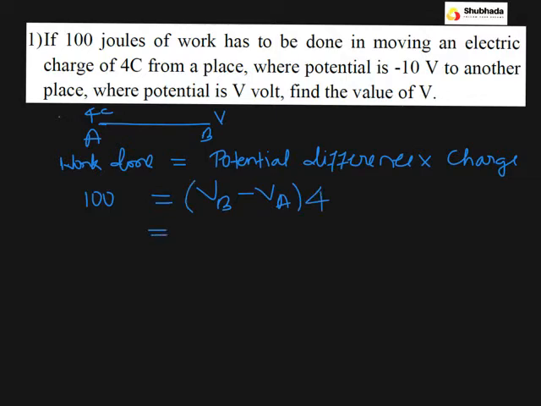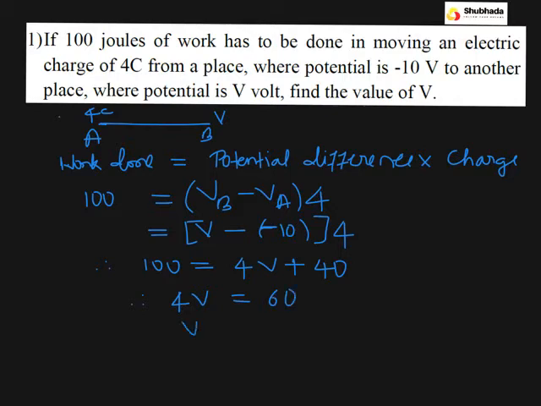So that is equal to, at point B we have V volt, at point A we have minus 10 volt. So we need to calculate the value of V. Therefore we can say that 100 is equal to 4V plus 40. Is that correct? So therefore 4V is equal to 100 minus 40, which is 60, and V is equal to 15 volt. So the potential at point B is 15 volt. So let's look at the next problem.